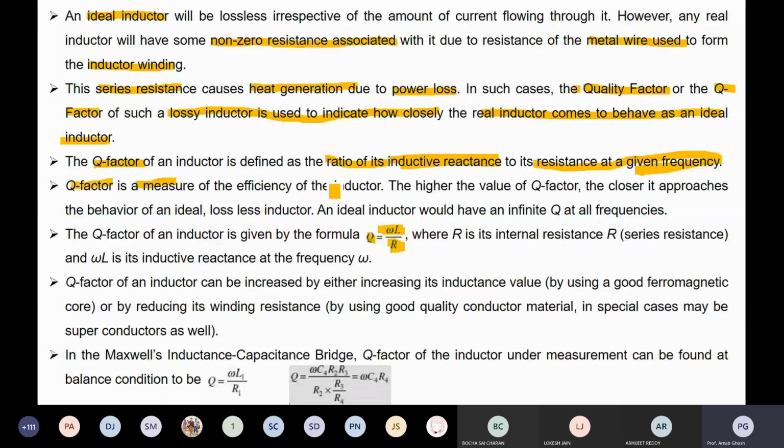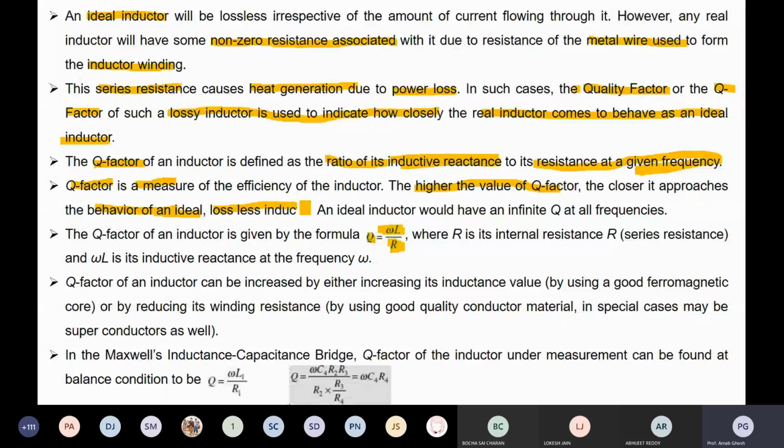Definitely, higher values of Q factor approach the behavior of an ideal, lossless inductor. So your tendency should always be to keep the Q value on the higher end. If the Q value is higher, your practical inductor behaves nearer to the ideal inductor. Ideal inductor means lossless inductor.